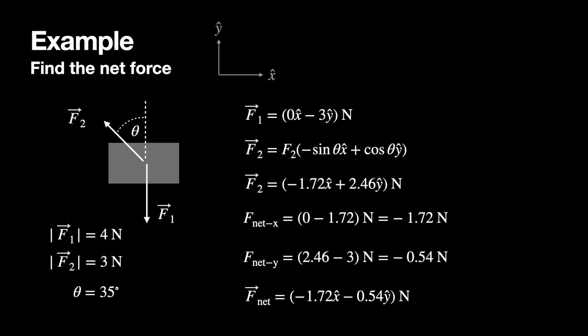A lot of times they say you have to find the magnitude and direction. If your instructor says you have to do that, then you have to do that. But that is the answer. Component notation is the vector. You may want the magnitude for something else, but honestly, this is the best form. But let's do it anyway. And this is what it would look like: negative 1.72 in the x direction and negative 0.54 in the y direction. That's what that vector would look like.